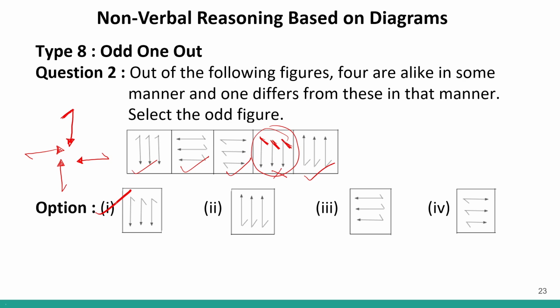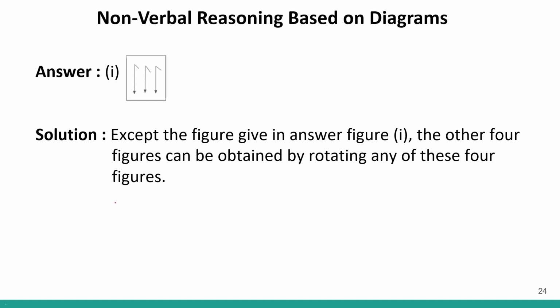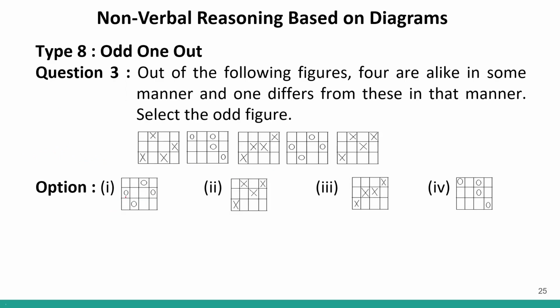Okay. Now, question number 3. Certain figures are given to us, 1, 2, 3, 4, 5, and we have to find the odd one out. So I see in this figure, we have column 1, 2, 3, 4 and 1, 2, 3, 4. Similarly, we have 4 columns in each figure.